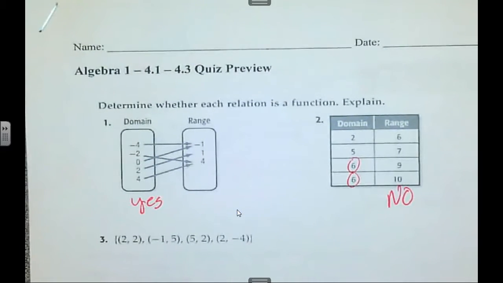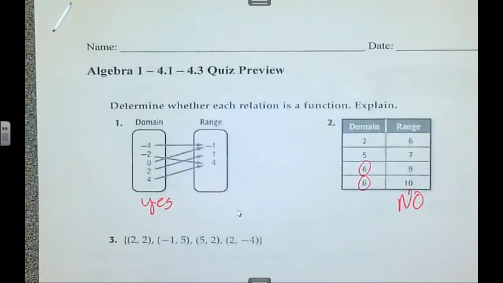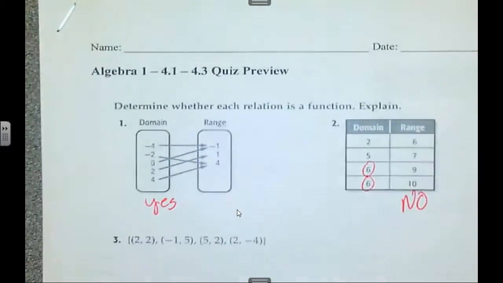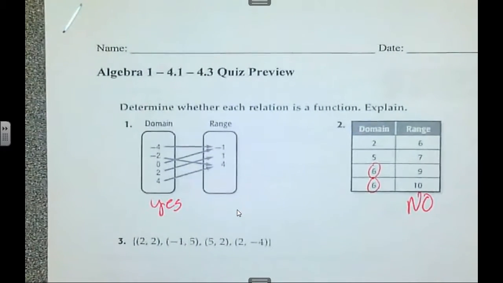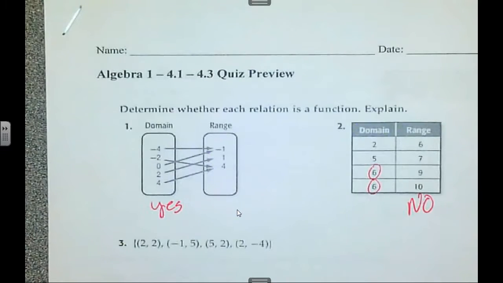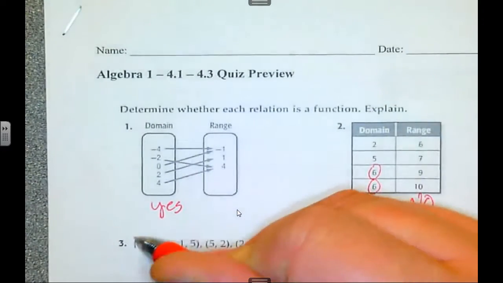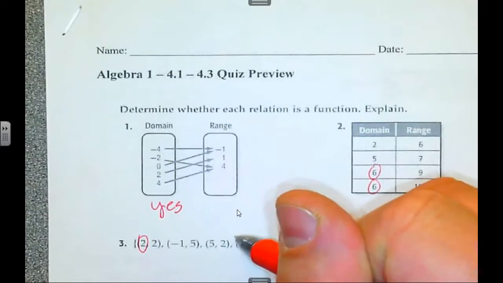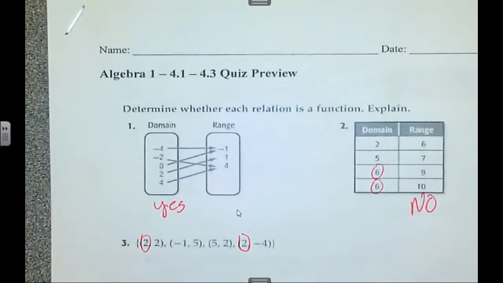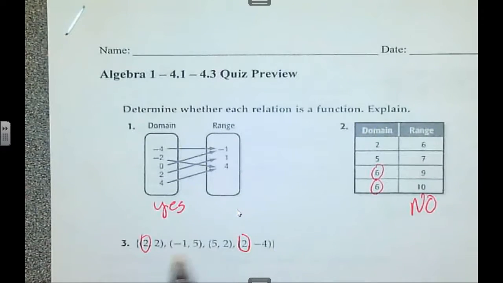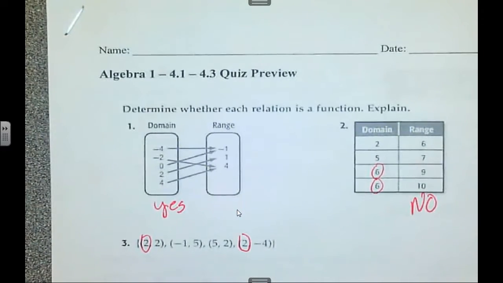Number three, is it a function? No. Because there are two. Why not? My x, I have x values of 2 twice. That means I have different outputs. It doesn't have exactly one output. It has two of them.